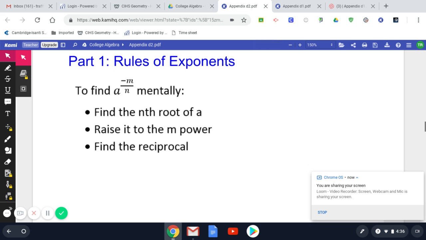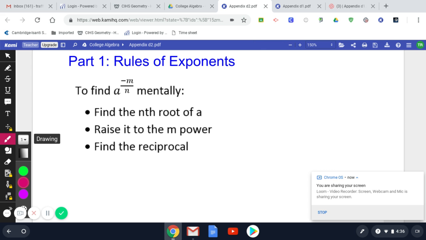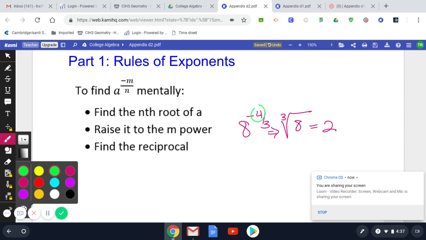So for example, if I had 8 to the negative 4/3, okay, what I'm going to do is think about the cube root of 8. So first thing I'm going to do is the cube root of 8. So the cube root of 8 is 2. Then the next step, I'm going to apply the 4th power. So I'm going to do 2 to the 4th power, which then becomes 16. And then I'm going to take into account the negative. So my answer would be 1/16. So that's mentally what I'm thinking as I'm looking at that.